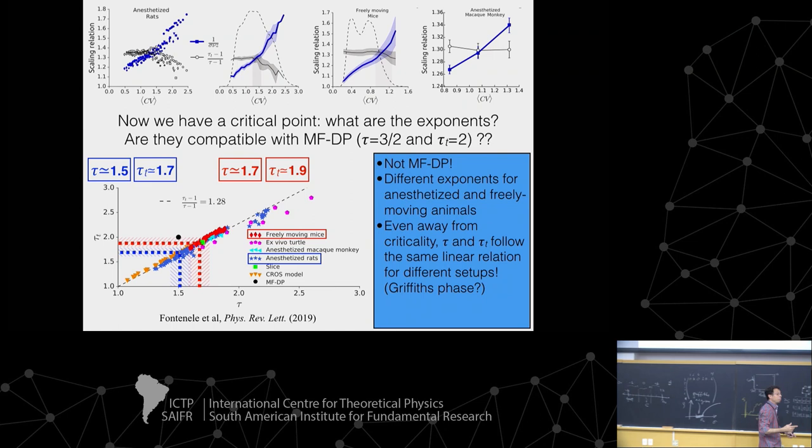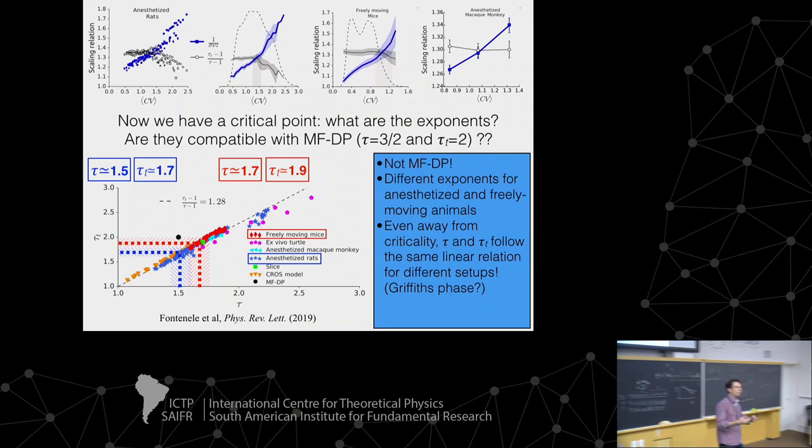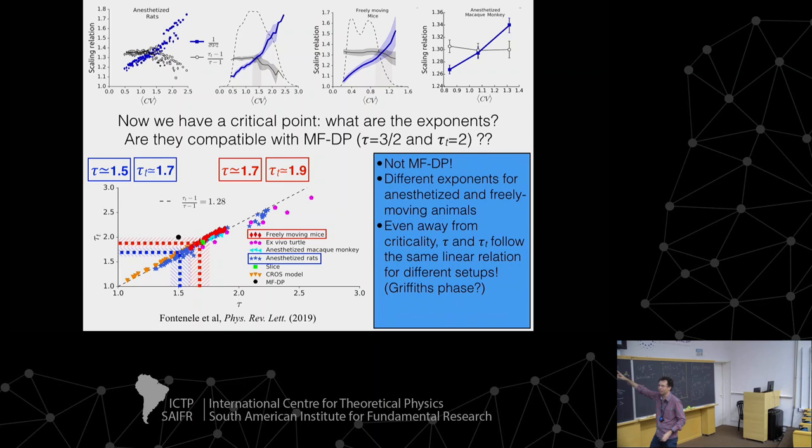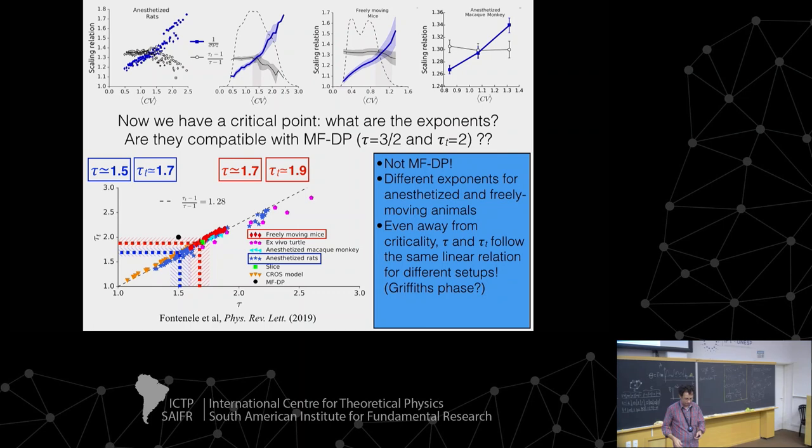This is what we're seeing. I don't know. It could be. I just don't want to make the same mistake that people made in the past, just taking one signature and claiming that it's critical. I just don't want to make the same mistake and claim that since I have continuously varying exponents, I have a Griffiths phase. Could be. Could be.